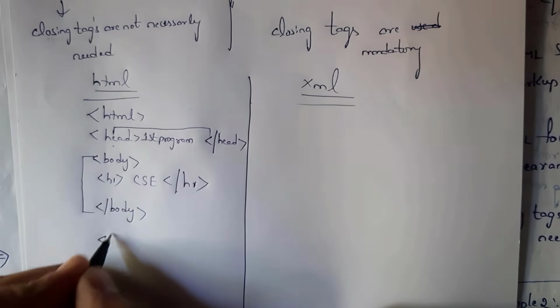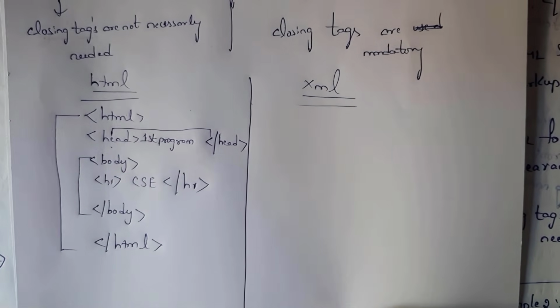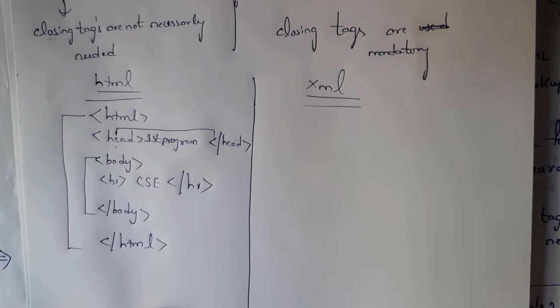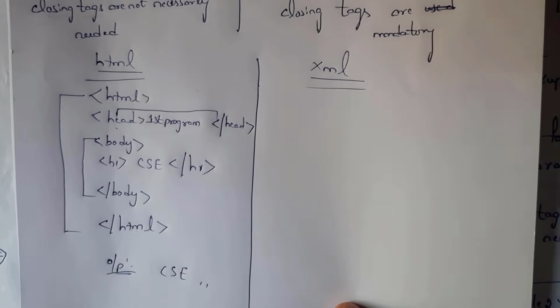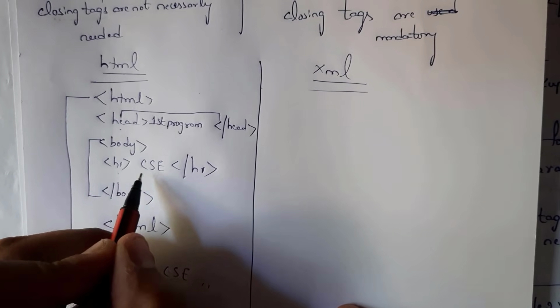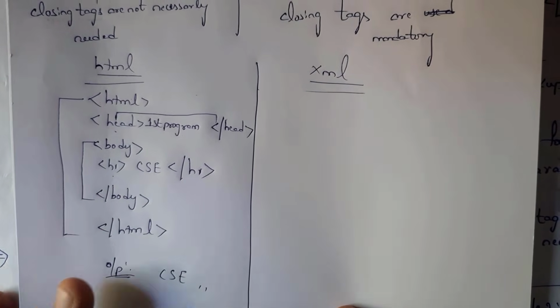And at last we need to close HTML. This is the program of HTML. This is a simple program of HTML. The output is CSC. This is the output, because I took the heading as CSC, so the output is CSC.